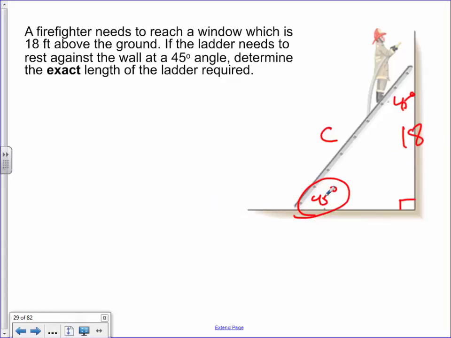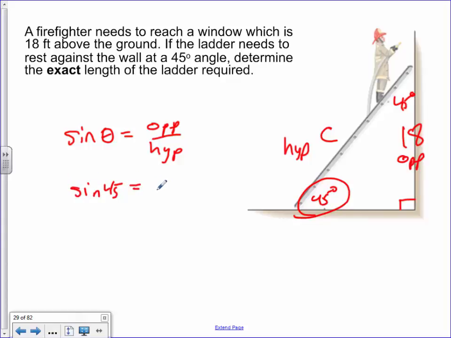How does the 18 compare to this 45 down here? Yeah, it's opposite, right? And how does the C compare to it? Good. Okay. So what I could write is a statement like this. The sine of an angle is normally the opposite over the hypotenuse. Do I know the angle? Yeah, 45. Sine of 45. Do I know the opposite? Sure, it's 18. Do I know the hypotenuse? I'll call it C.